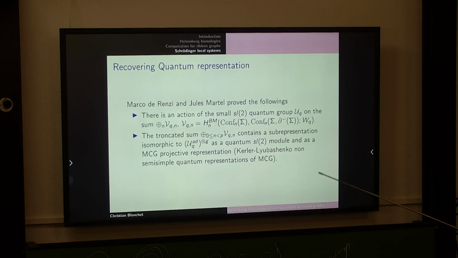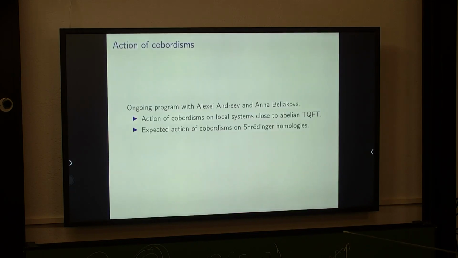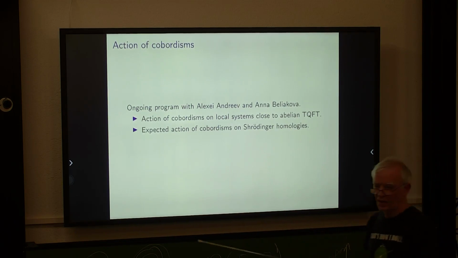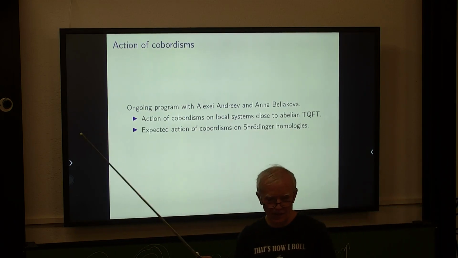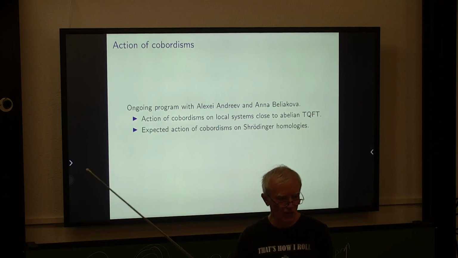So this is very strong. And now, with Alexei and Anna, we are thinking about action of cobordism. What we are able to prove is that, of course, if you use mapping class, we saw that we have action on the local system.